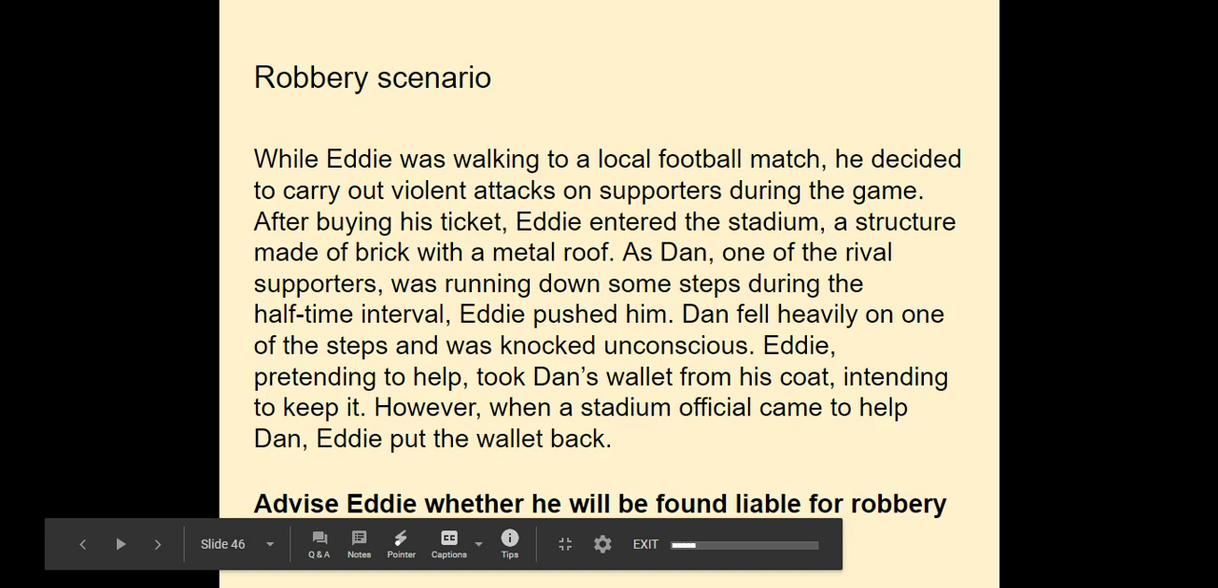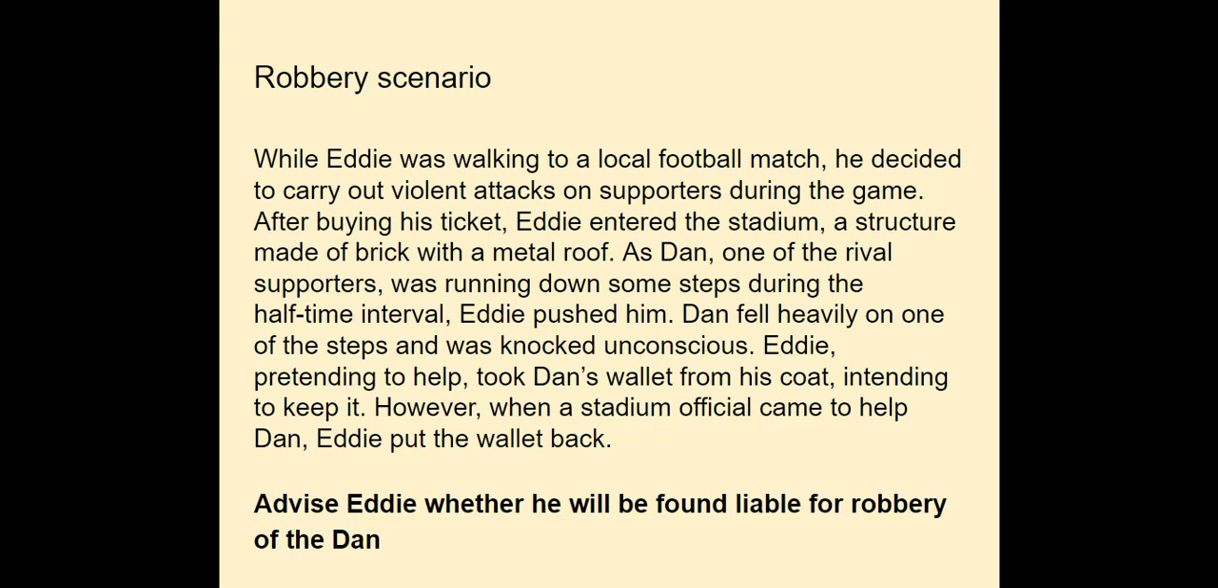So this video is going to take us through how you would go about applying to a robbery scenario. So we're looking at Eddie and Dan again, but we're going to focus in on the robbery this time. So we're going to advise Eddie whether he would be found liable for the robbery of Dan. And just as a reminder, got a little addition this time.